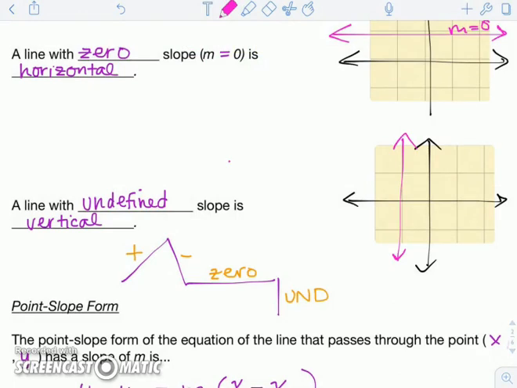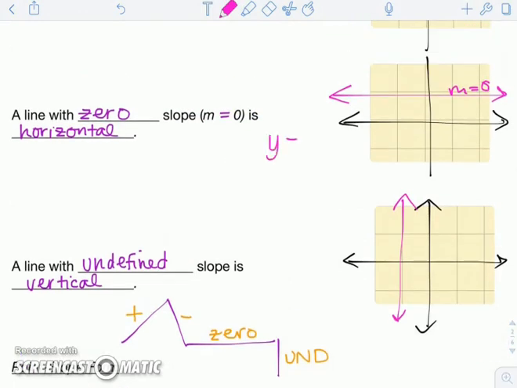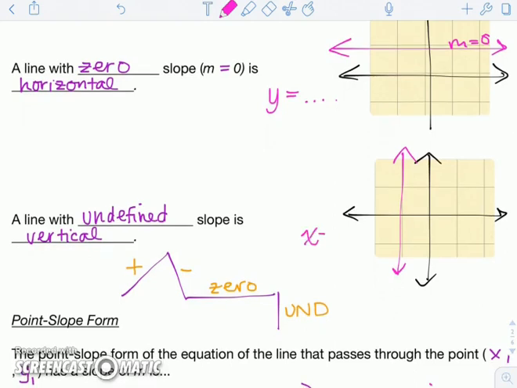So I just want to make a note. These are all y equals lines, and these would all be x equals lines. So anytime you see x equals 3, vertical line, undefined slope. Y equals negative 37, horizontal line, 0 slope. Just something to put in your notes to have for future reference.